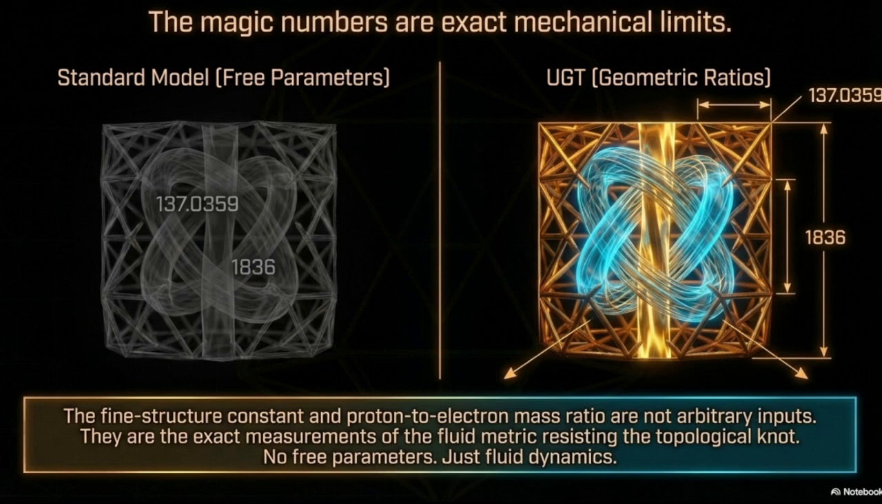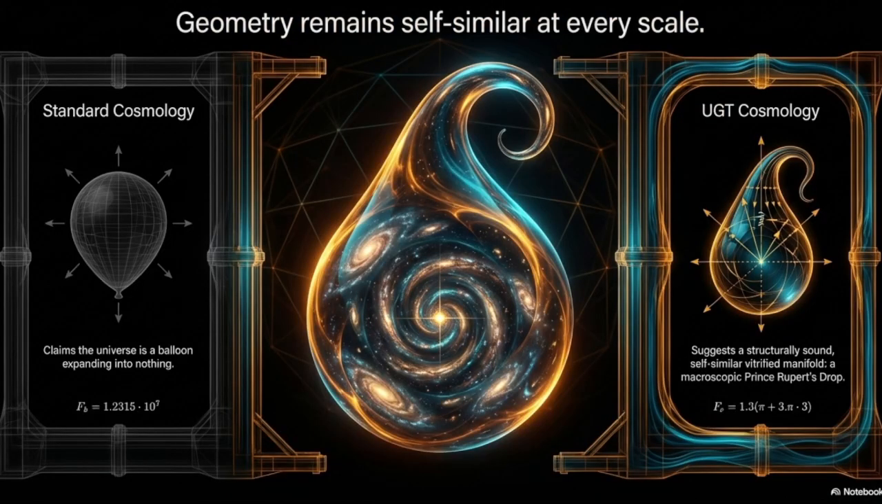When this boundary torsion is applied to the 533 geometry, the famous constants of physics emerge naturally as geometric ratios. The fine structure constant and proton-to-electron mass ratio appear as projections of the node interacting with the fluid, no longer purely free parameters. This geometry appears self-similar at cosmic scales.